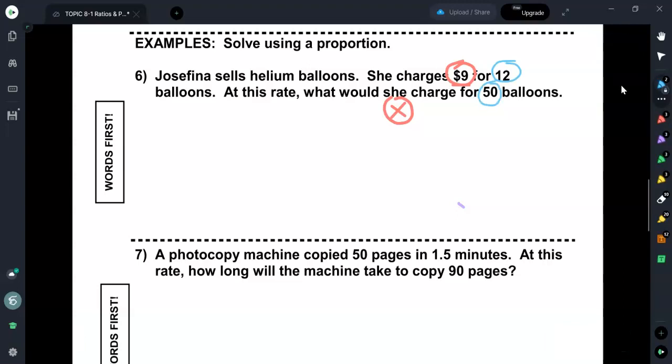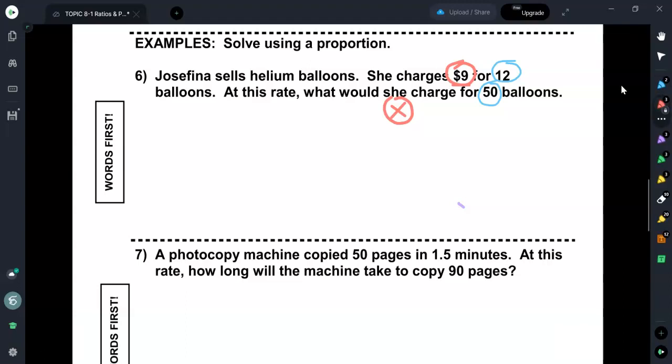So what we need to do is set up two equal fractions that will enable us to solve for what she would charge for 50 balloons. When you set up these proportions, you have to have things lined up. They have to be lined up across or up and down, and I'll show you what I mean. So let's set this up.